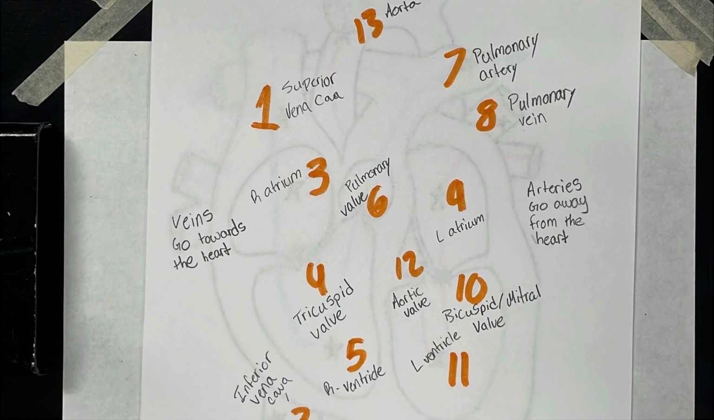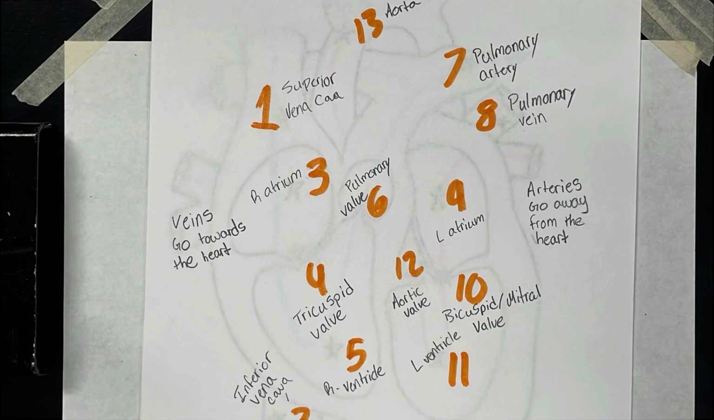Hello, my name is Mitchell, and I'm going to be explaining the heart. So there are 13 parts of the heart, including the veins, valves, and arteries. Here they all are labeled. Part 1 and 2 are the superior and inferior vena cava. Their jobs are to bring deoxygenated blood from the body to the heart.